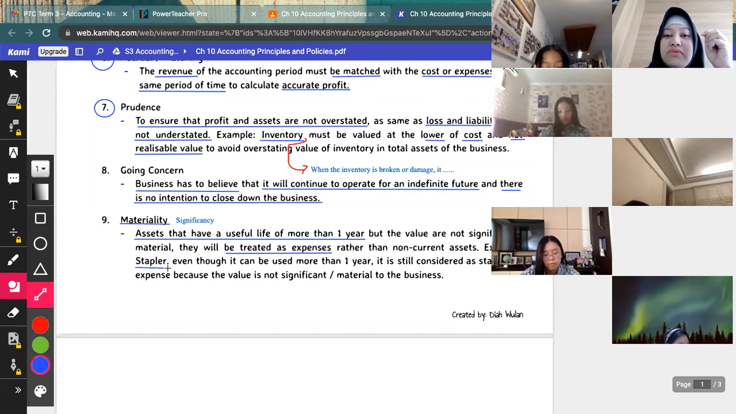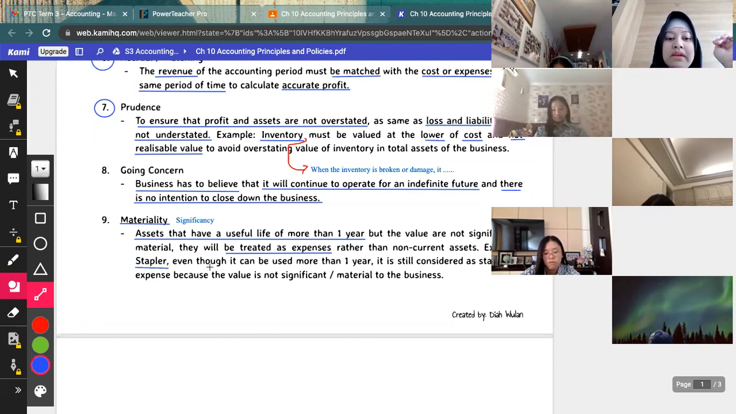So instead of going through all the difficulties when recording that as a non-current asset, let's just treat that as an expense. So you will treat this stapler as if it is finished to be used after 1 year. Or we can ignore the fact that this stapler still exists after 1 year. So it is called the materiality principle, significance.